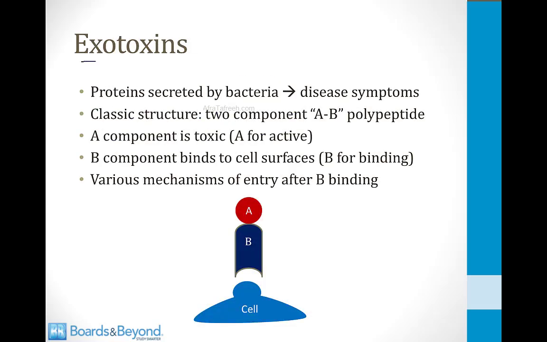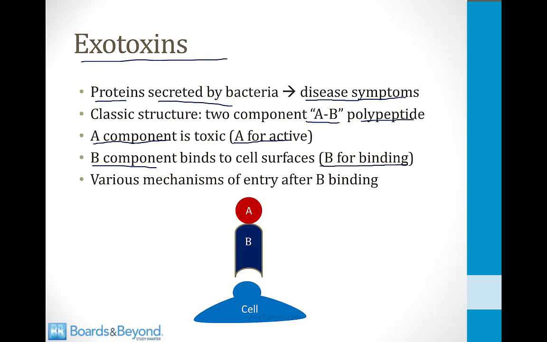Now let's talk about exotoxins, and these are very different from endotoxins even though the names sound similar. Exotoxins are proteins and they are secreted by bacteria, and the exotoxins then enter the body and they cause disease symptoms. The classic exotoxin has a two-component structure called an AB polypeptide. So one protein is called the A component, and A stands for active. This is the component that causes illness and disease. The other component is called the B component, and B stands for binding, and this is the part of the exotoxin that binds to cells.